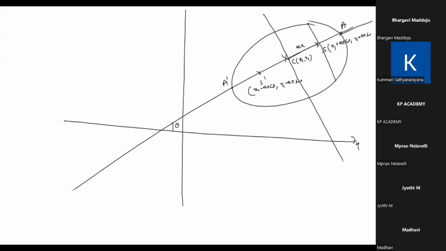For example, 14x² − 4xy + 11y² − 44x − 58y + 71 = 0. So this is the question. See, for this curve, we have to find out all properties like the center.